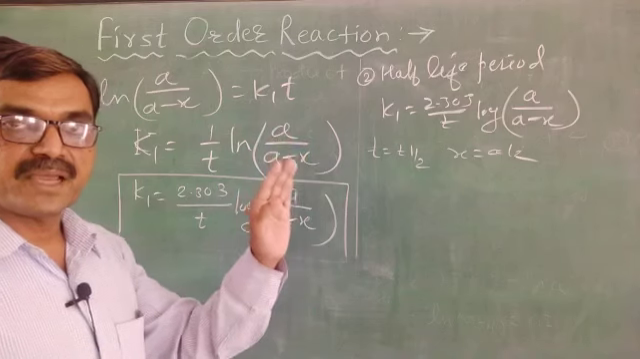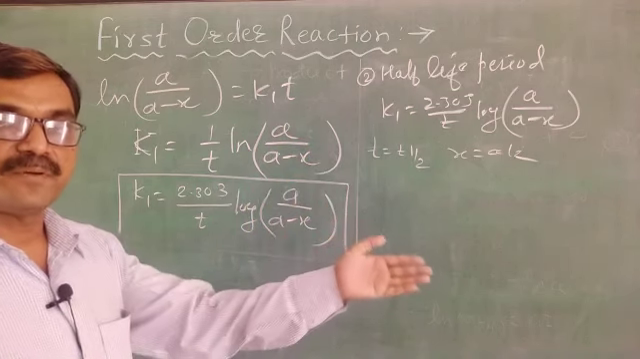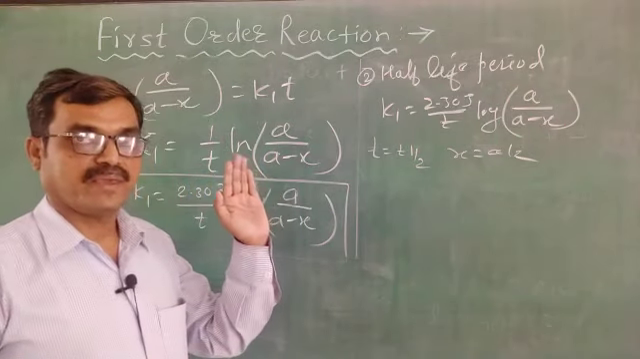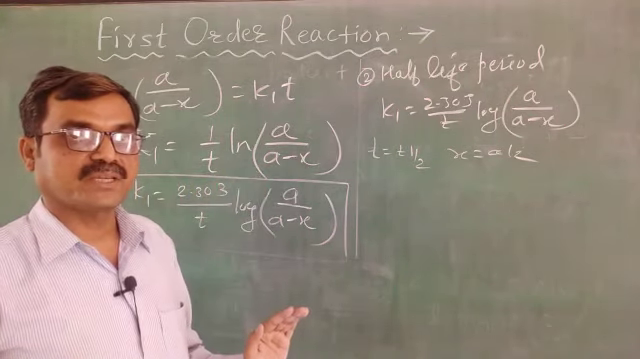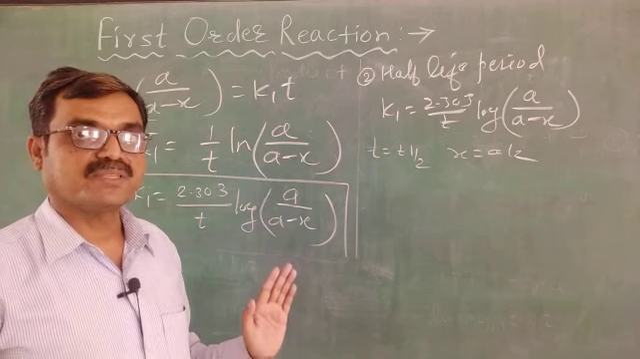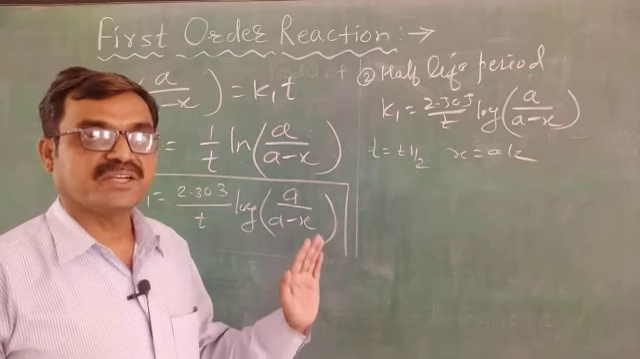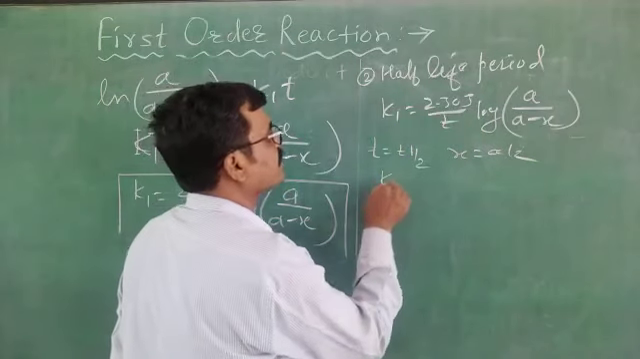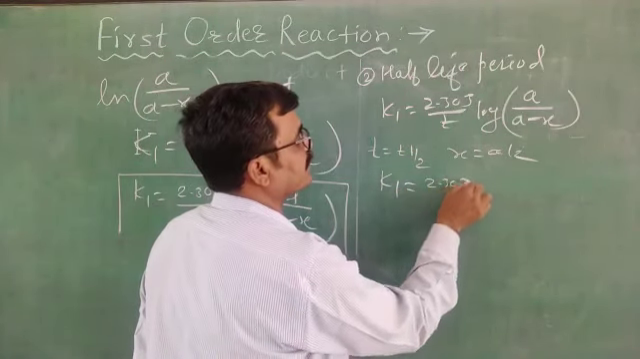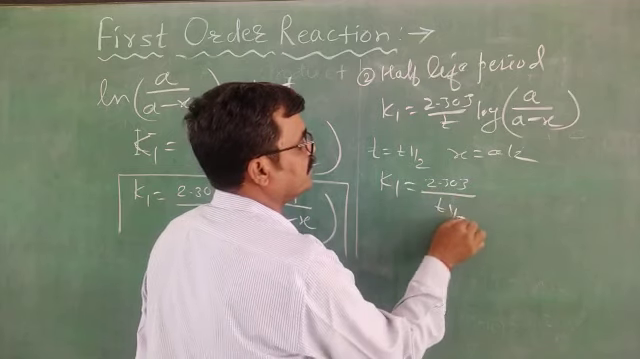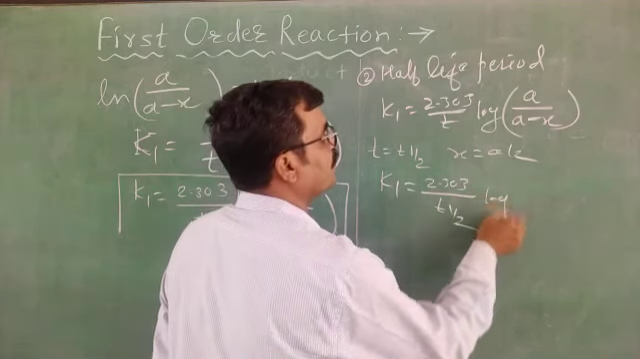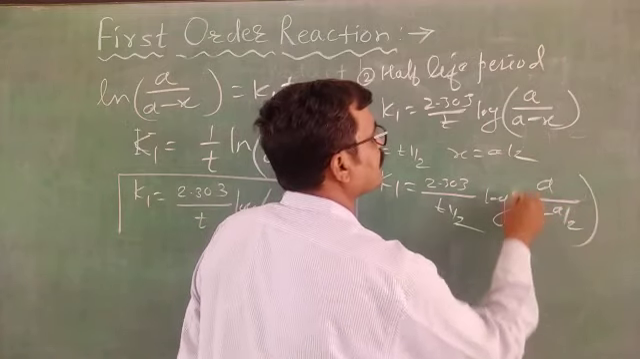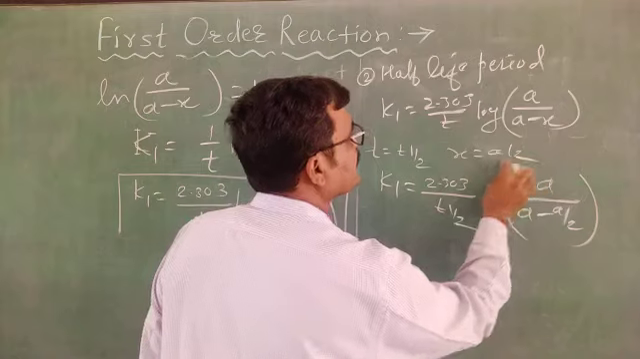Half life period is the time required to disintegrate exactly half of its initial value. The time taken from a to a/2 is the half life period. That's why the condition is t equals t half only when x is equal to a/2. Put this in this equation. k1 equals 2.303, instead of t there will be t half, log of a upon (a minus x), where x is equal to a/2.